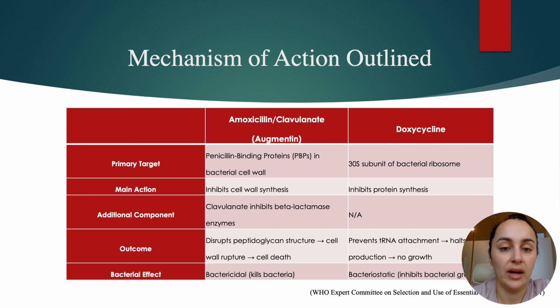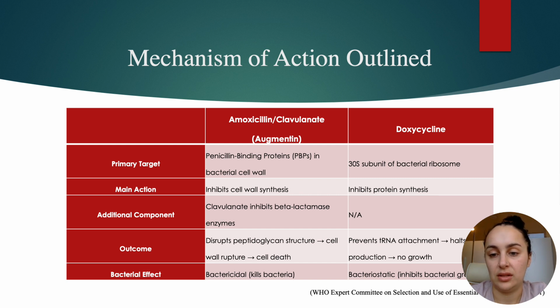Outline of the mechanism of action. For this specific medication, amoxicillin clavulanate and doxycycline differ in their mechanisms of action and antibacterial effects. Amoxicillin targets bacterial cell wall synthesis by binding to penicillin-binding proteins, leading to cell lysis, while clavulanate inhibits beta-lactamase enzymes, enhancing amoxicillin's effectiveness. This combination is bactericidal, meaning it kills bacteria directly.